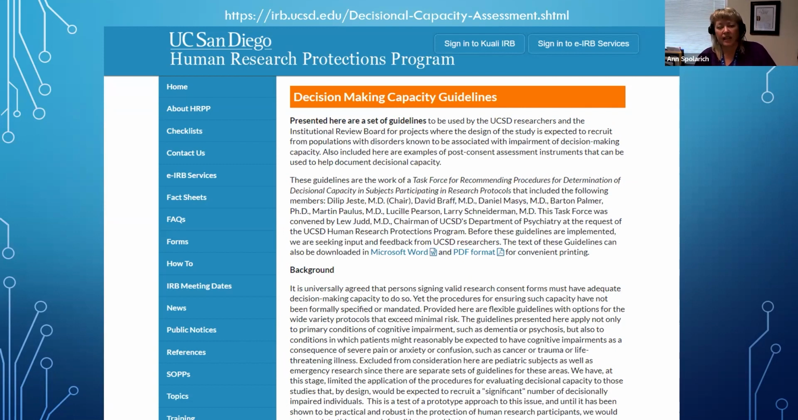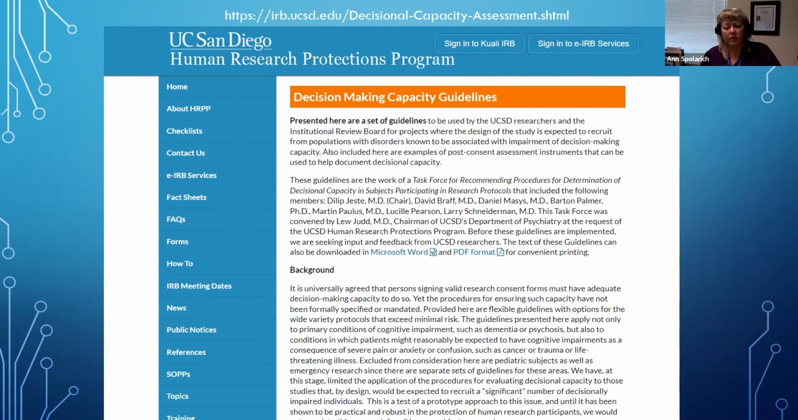And actually, UC San Diego, on their IRB site, has what I think are really helpful guidelines that they developed for their UCSD researchers. It's all about decision-making capacity guidelines. They talk about different kinds of situations like cognitive impairment, but also where people may have severe pain and anxiety, or they may be confused, or they're experiencing a major life event like a new diagnosis of cancer or a life-threatening illness.